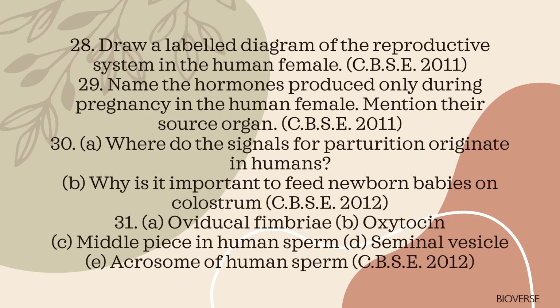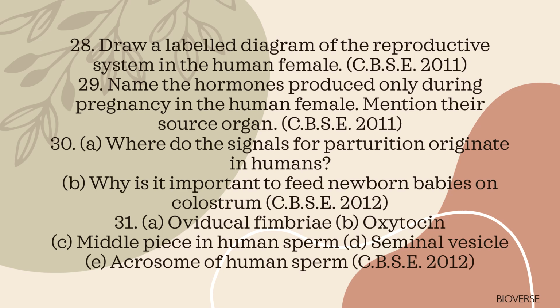Question 28. Draw a labeled diagram of the reproductive system in the human female. Question 29. Name the hormones produced only during pregnancy in the human female. Mention their source organ. Answer. Hormones produced only during pregnancy are human chorionic gonadotropin, HCG, human placental lactogen, HPL, and relaxin. All are secreted by the placenta.